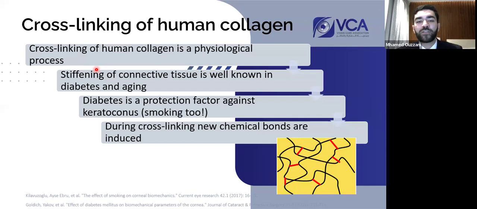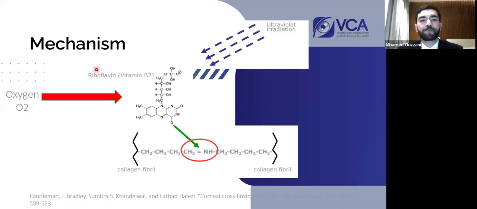There are some other factors like smoking and diabetes, but mainly by definition, during the cross-linking there are some new chemical bonds that are induced on the stroma, and this will induce a stiffening of the cornea. So the mechanism is that we use riboflavin, which is vitamin B2. We also use oxygen supplementation and UV irradiation.